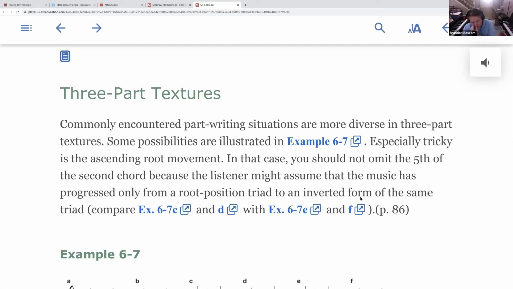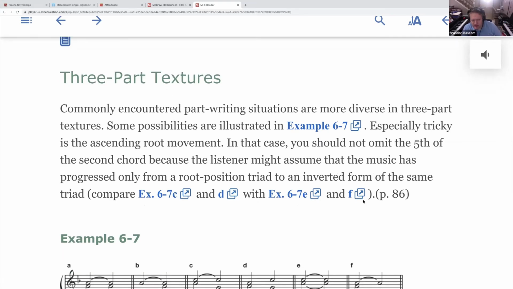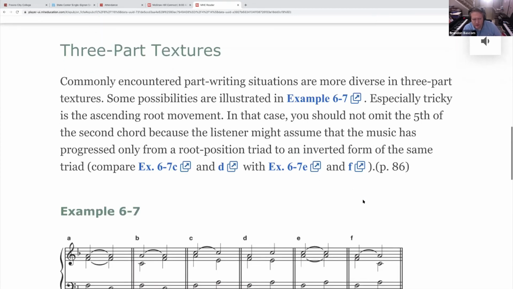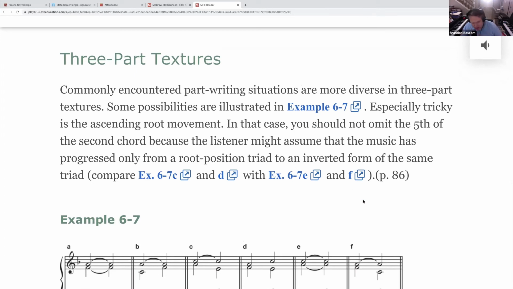All right. Now we get to three-part texture. When we have three parts instead of 4 parts, you get more diverse writing situations. Some possibilities are illustrated in example 6-7. Especially tricky is the ascending root movement. In that case, you should not omit the 5th of the 2nd chord because the listener might assume that the music has progressed only from a root position triad to an inverted form of the same triad. Compare examples 6-7, C, D, and E, and F.